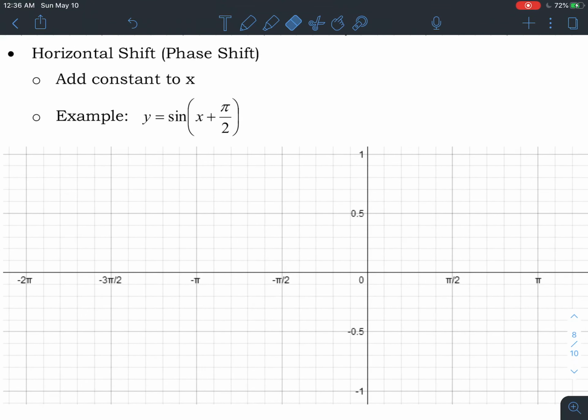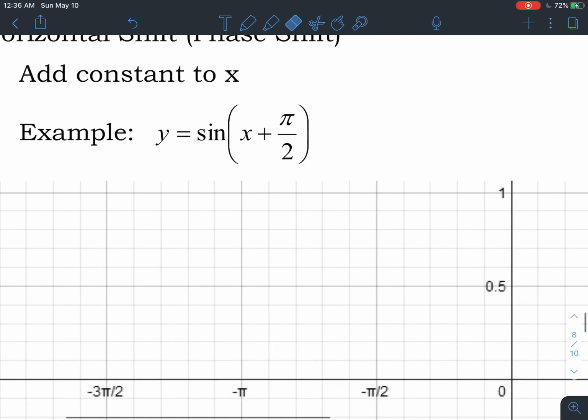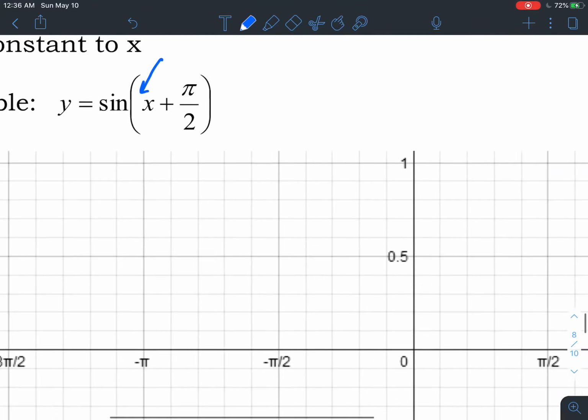When we have an addition or subtraction happening on the inside, what that does is basically adjust our interval starting point. It's still just going to be the starting point. I'm not going to adjust my period at all. That is still determined by whatever here is multiplied times x. So even though I'm adding pi over 2 on the inside, my period is still 2 pi units.